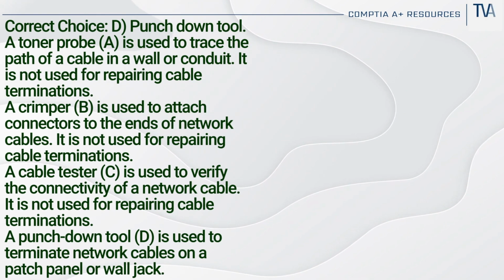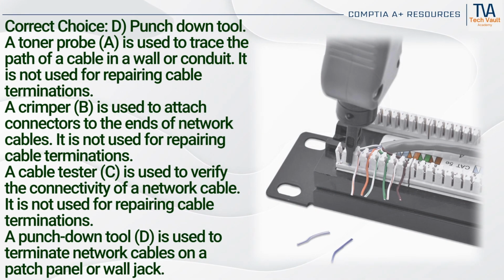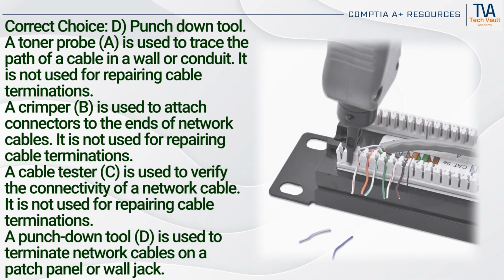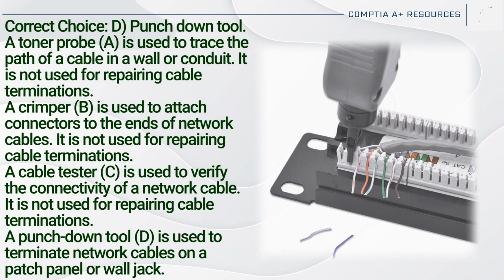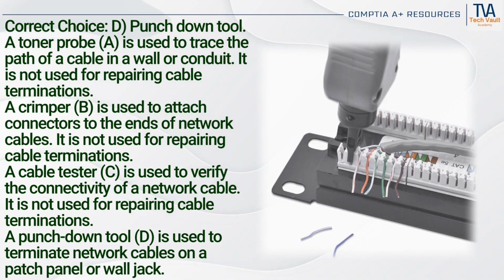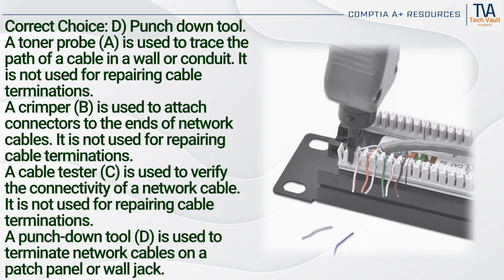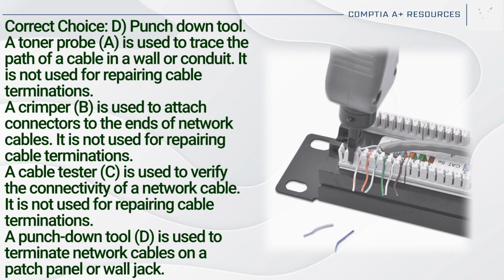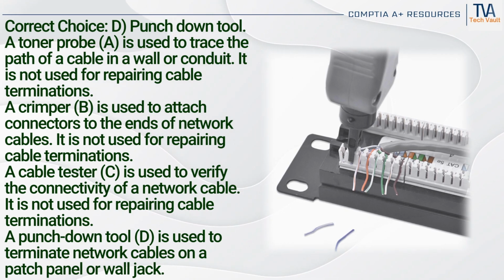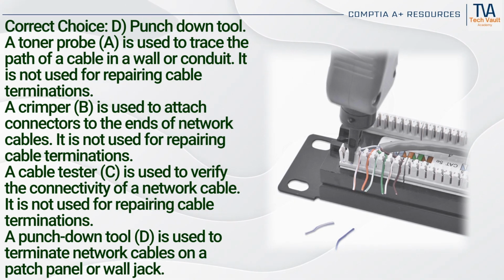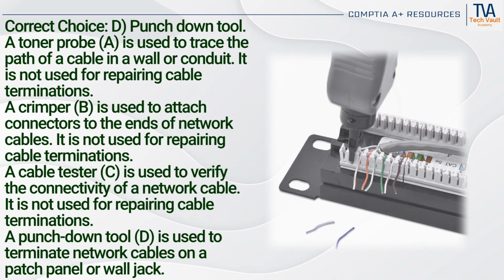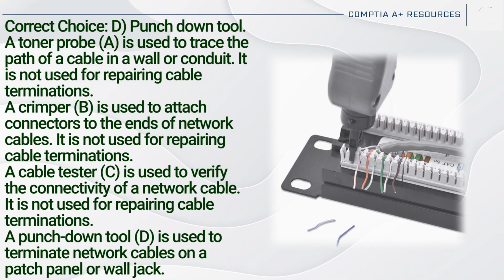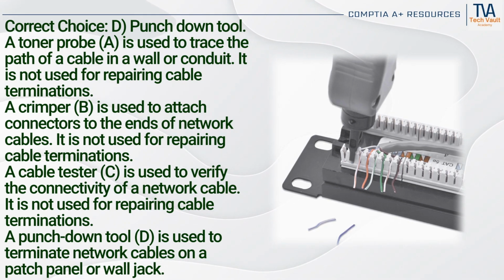Correct choice, D. Punch down tool. A toner probe, A, is used to trace the path of a cable in a wall or conduit. It is not used for repairing cable terminations. A crimper, B, is used to attach connectors to the ends of network cables. It is not used for repairing cable terminations. A cable tester, C, is used to verify the connectivity of a network cable. It is not used for repairing cable terminations. A punch-down tool, D, is used to terminate network cables on a patch panel or wall jack.